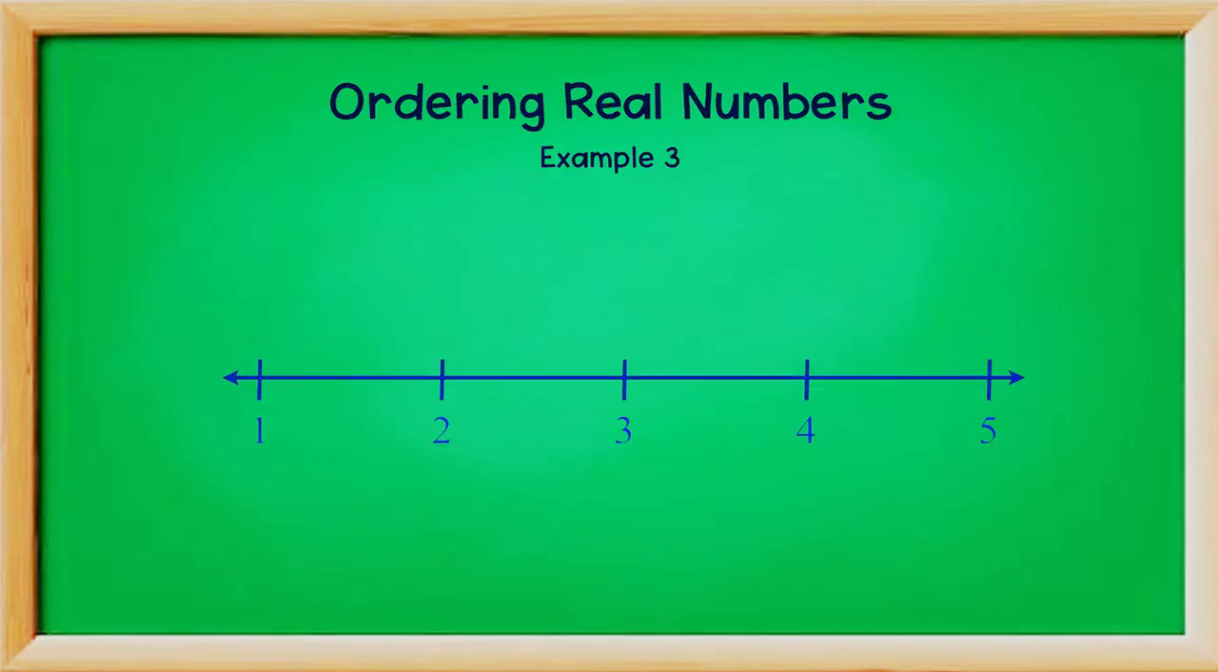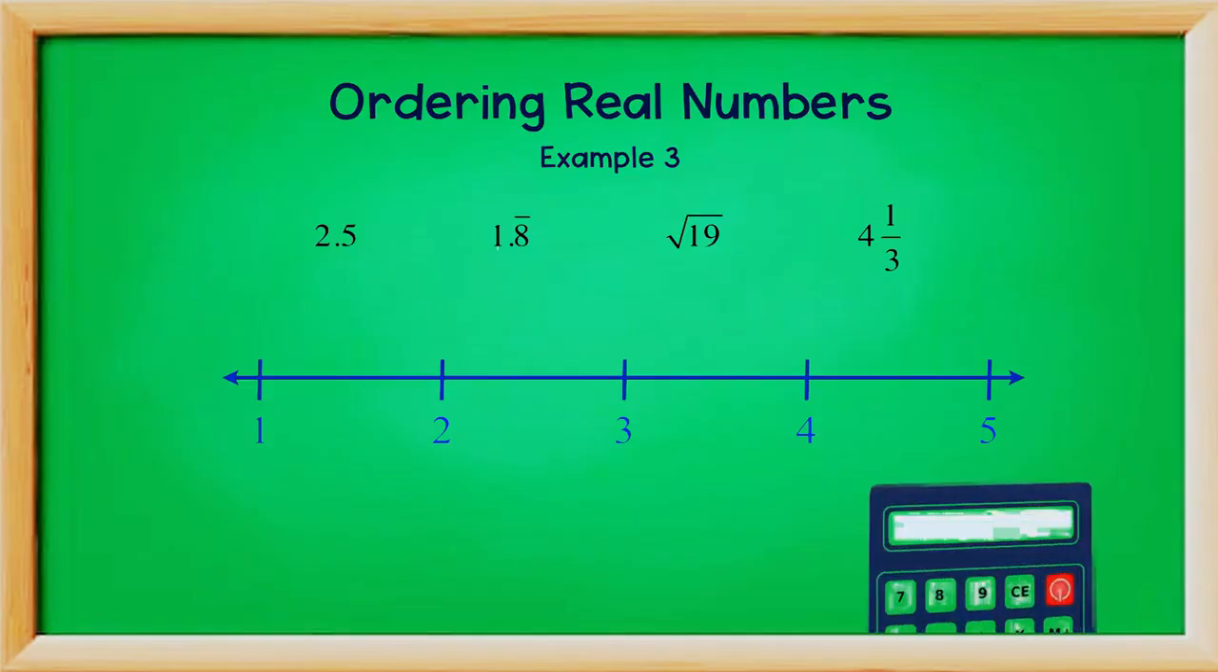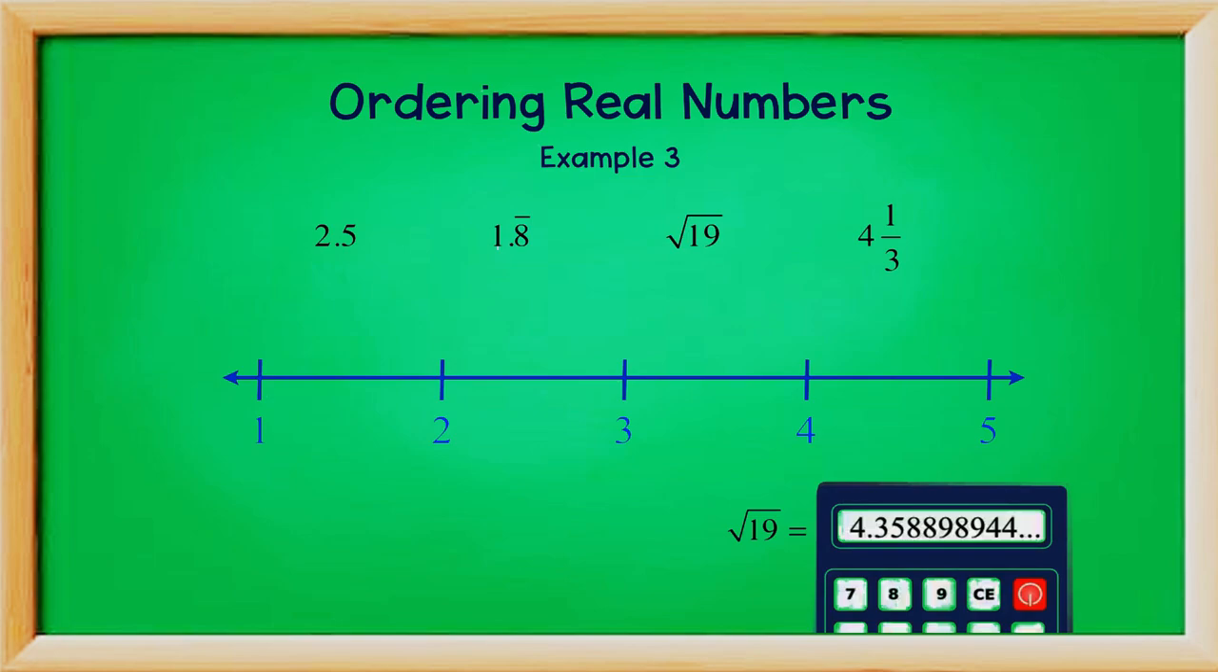Okay, now that we have a feel for locating irrational numbers, it's time to try to put them in order. We'll put in order some real numbers, that is, both rational and irrational numbers. Take a look at the following real numbers. Let's go through and make sure everything is in decimal form. Using my calculator, I see that the square root of 19 is approximately 4.36. For this number, I just decided to round since the other numbers are not very close to it. 4 and 1/3 is approximately 4.33.